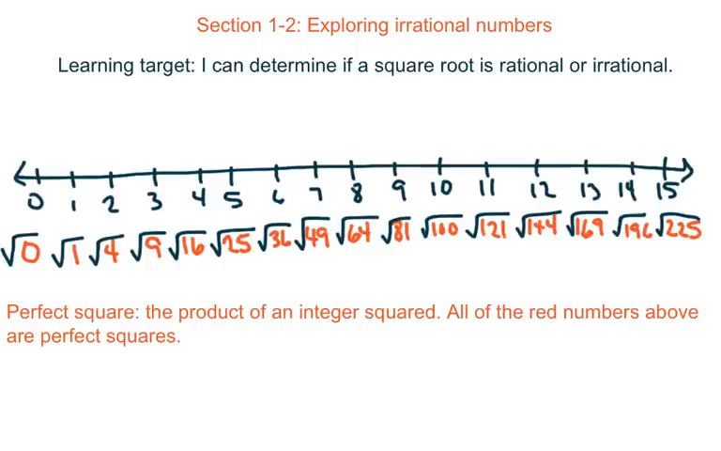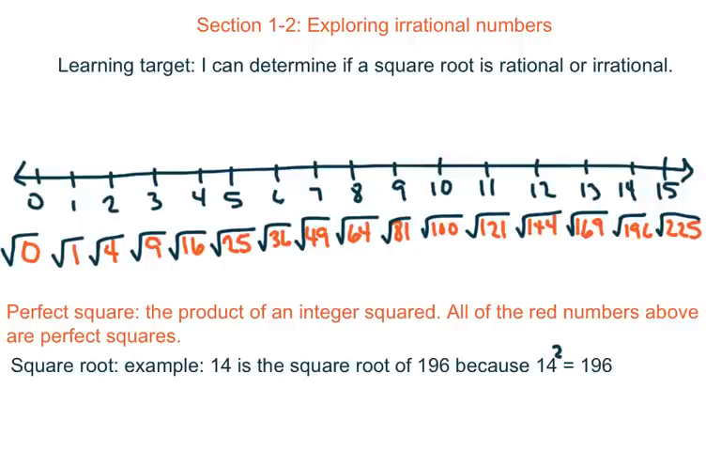So if we consider the square root of 196, we get 14, because 14 times 14 equals 196. So again, 14 is the square root of 196 because 14 squared equals 196. Another example, the square root of 49 is 7 because 7 squared equals 49.